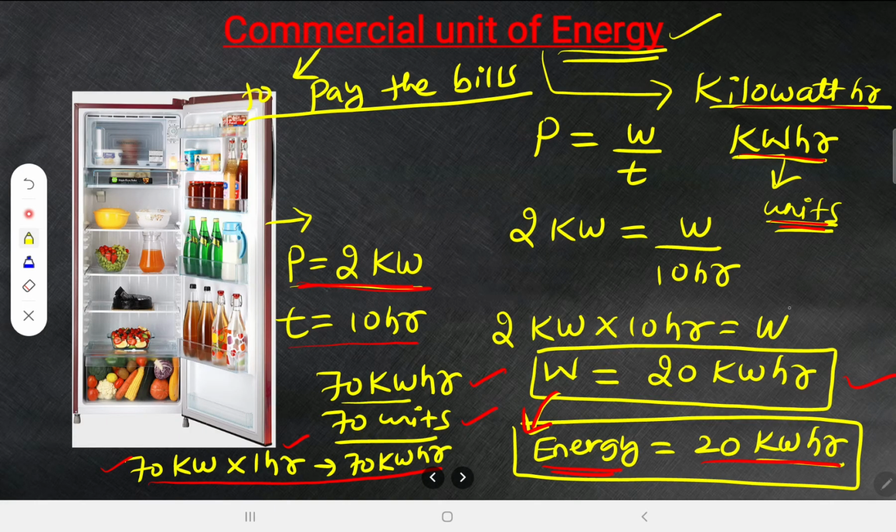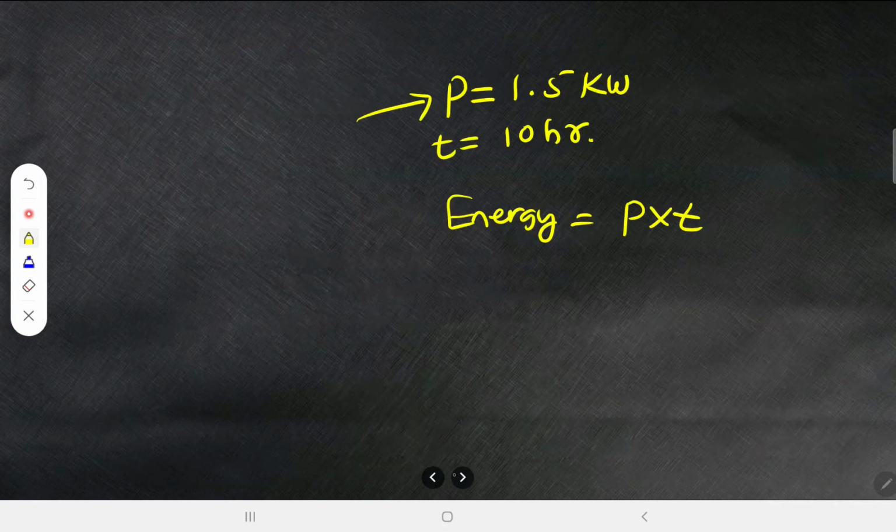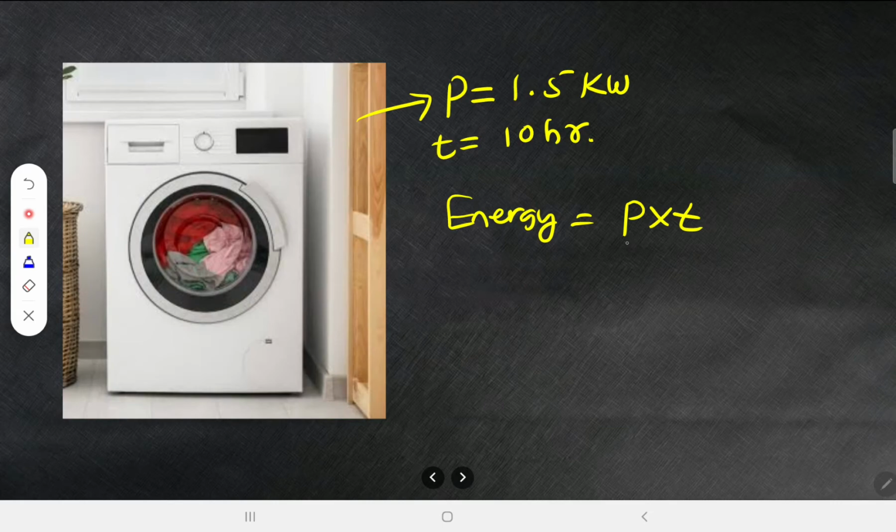So work done is there, no? 2 kilowatt means power and T is time. So energy is equal to power into time. Let us reach that point. There is a device of certain power and it is used for a certain period of time. That means that much energy it has consumed. Will you remember this formula? Otherwise, if you don't want to remember this formula, it will come like this.